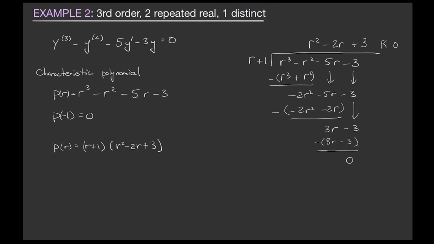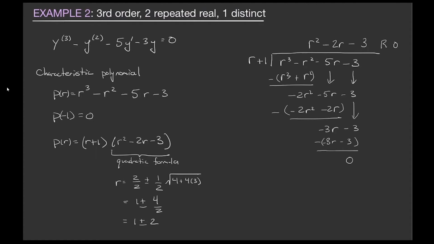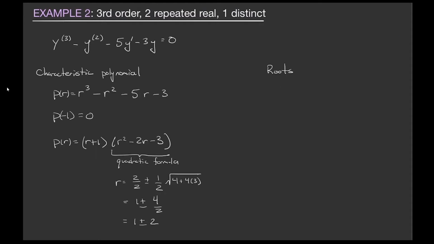Now, once you have a quadratic like we have here, you can find the roots of this simply using the quadratic formula. Using polynomial long division, we get the following factorization, that p of r is equal to r plus 1 from the root of -1. It's r minus -1. And then r squared minus 2r minus 3. Now, once you have a quadratic, that is a degree 2 polynomial, you can use the quadratic formula. That will give us two more roots. One of those roots is going to be equal to 1 plus 2. The other is equal to 1 minus 2. This gives us three roots.